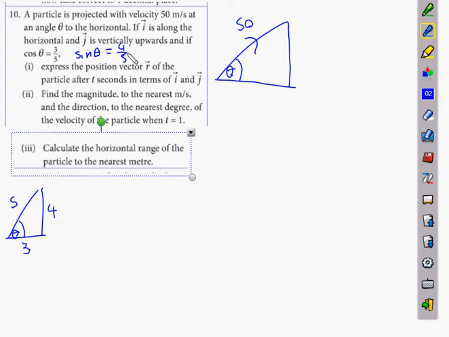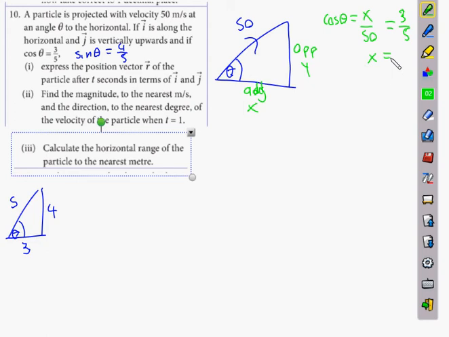Now, express the position vector r of the particle after t seconds in terms of i and j. Okay, so the way we're going to do this is, this side here is technically the adjacent, isn't it? And this is the opposite. The long way around doing it is to call that x and call that y. And also what you say is cos theta equals x over 50. x over 50 equals 3/5.